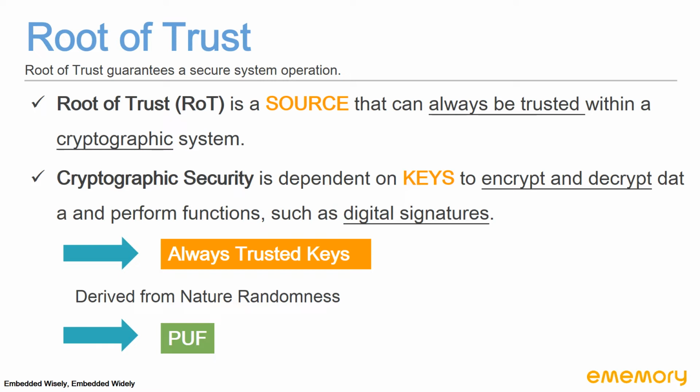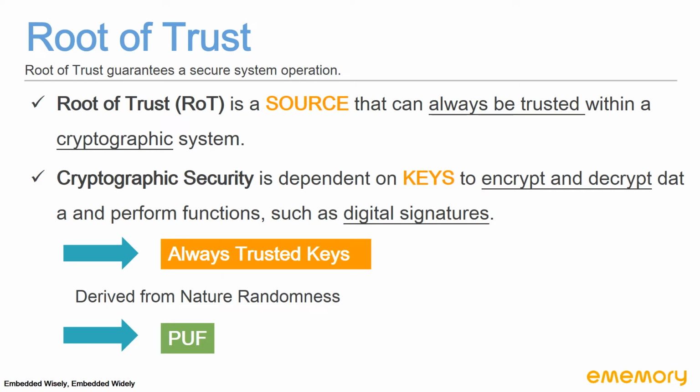So our new PUF is generated in the chip by using the randomness of the oxide quality during IC processes. Therefore, it serves as the always trusted key, because it is randomly generated and it is already on the chip, without an operator needing to inject it into the chip. So now we know what the root of trust is and how to create a very secure key for the root of trust.